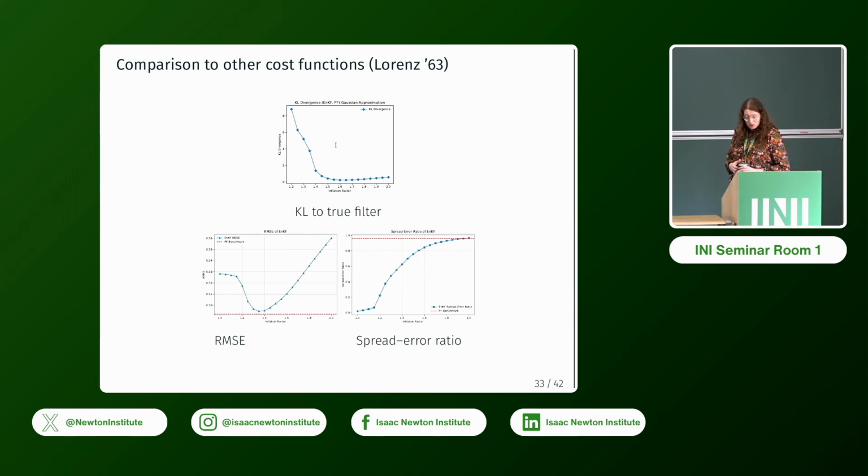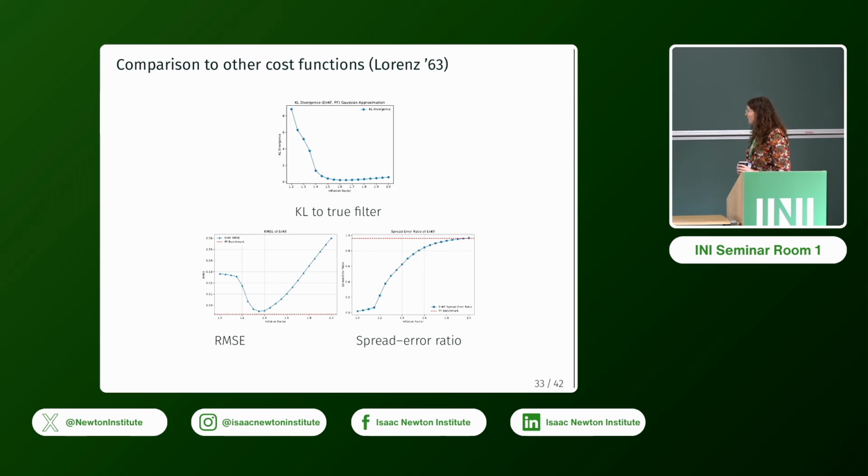And this is just to note, this is for another model, the Lorenz 63 system, but we can look at just optimizing this inflation parameter. And we can look at what different cost functions give us for the optimal parameters here. So this is our KL loss. This is root mean squared error, and this is spread error ratio.